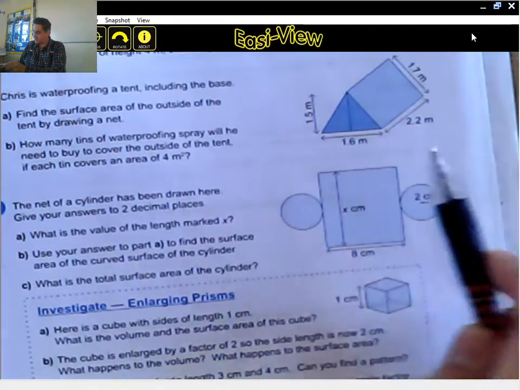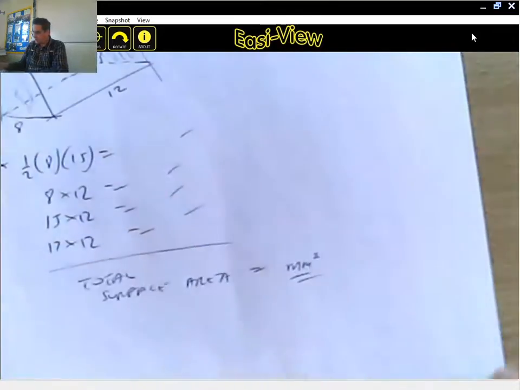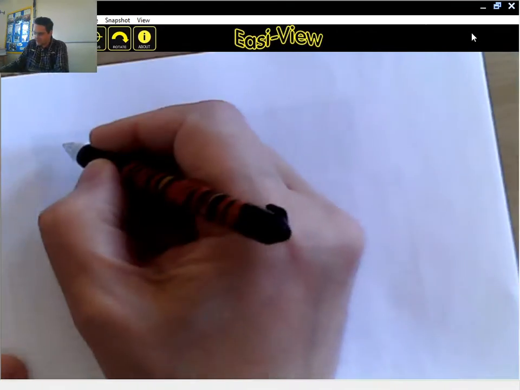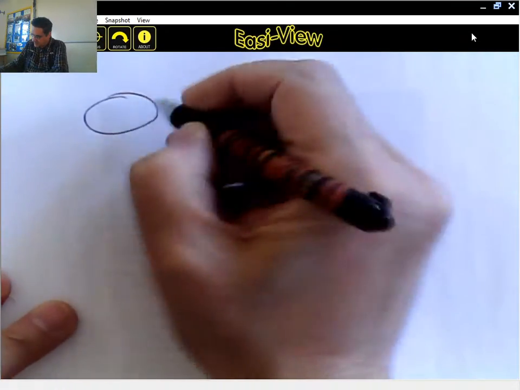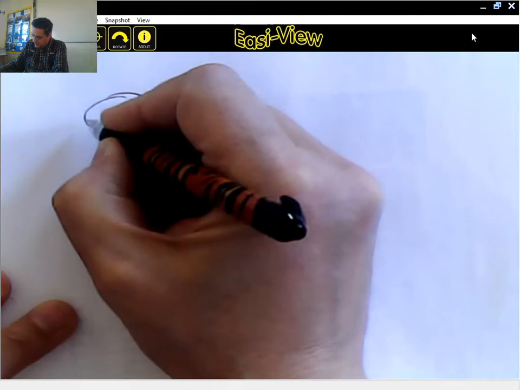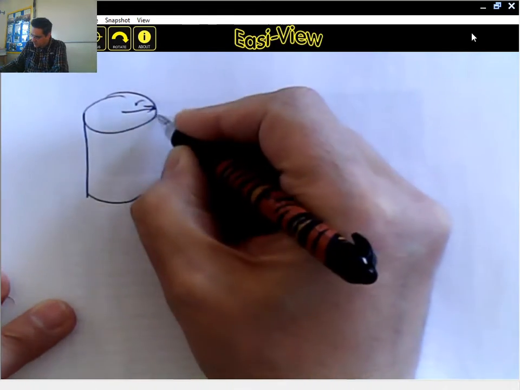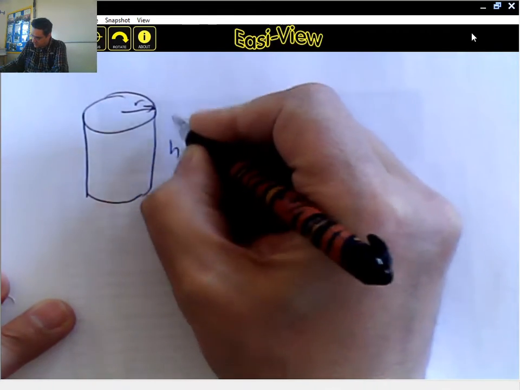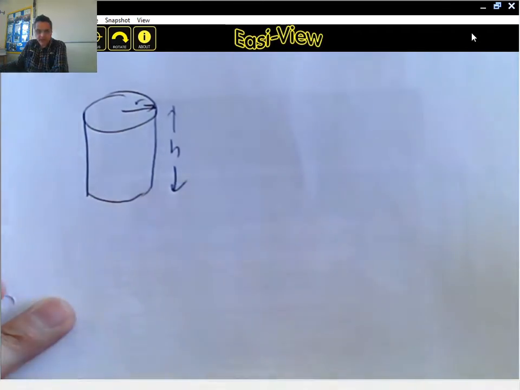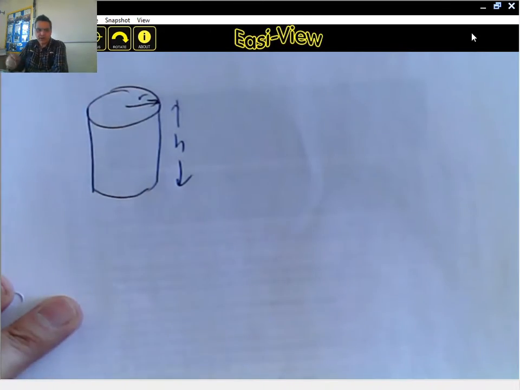In terms of the surface area of a sphere, I'm not going to teach it the way they've done it. I'm just going to go straight into my own teaching on a bit of paper. So here is a cylinder. Here's a tin of beans. It's got a radius, and that tin of beans will have a height of some sort. So we'll call it h from top to bottom. Now you know the volume is pi r squared h.